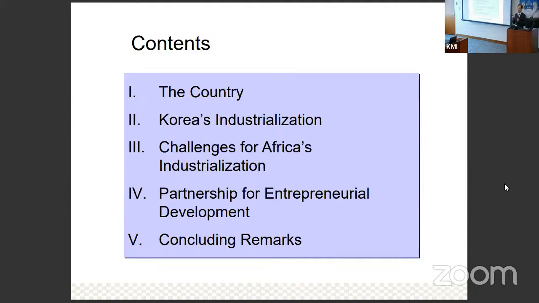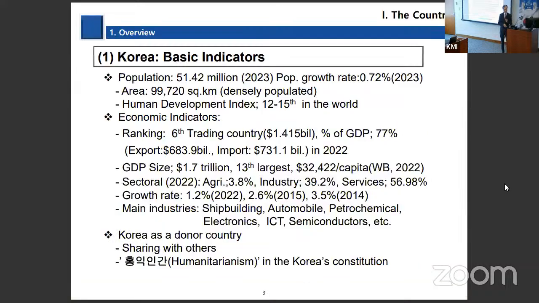And then I want to show you what the challenges are for Africa, especially African industrialization. And then what are the possibilities of partnership for entrepreneurial development? I hope that you will agree with me on how we can proceed. So very briefly, because we have more Korean audience than foreigners, I don't have to go into detail.